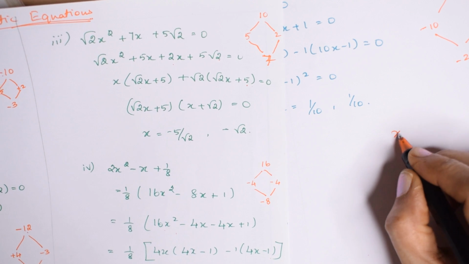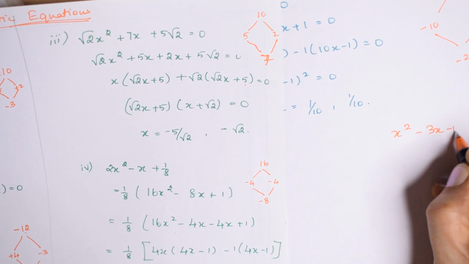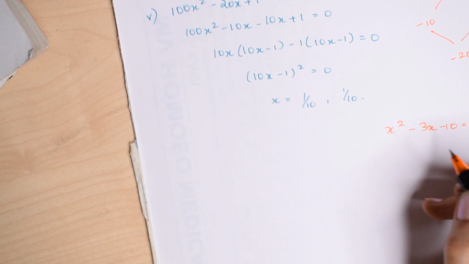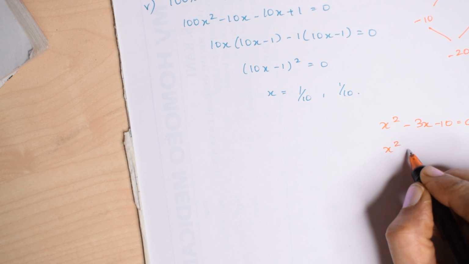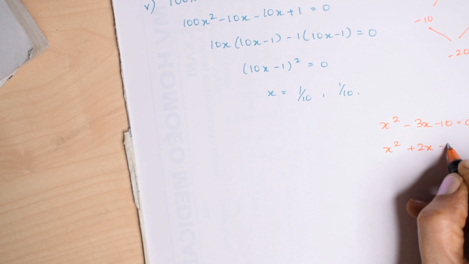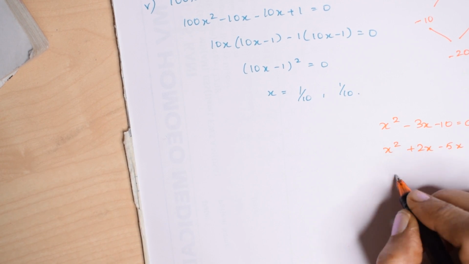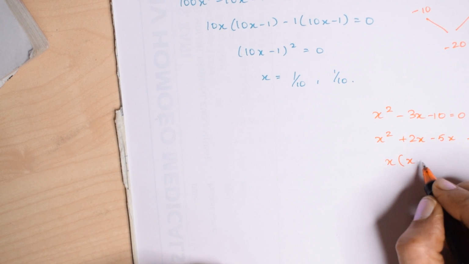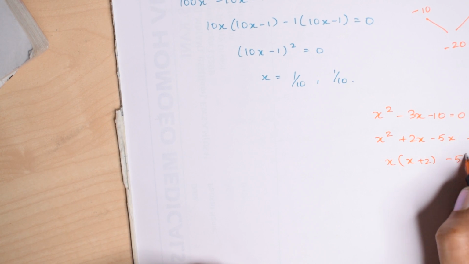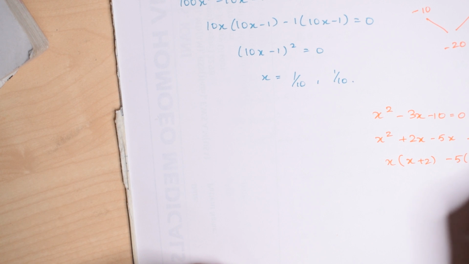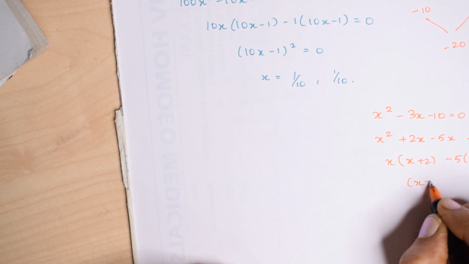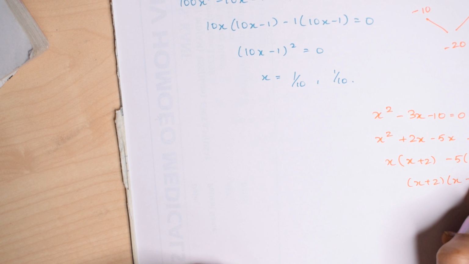I'll do it again. x square minus 3x minus 10 is equal to 0. x square plus 2x minus 5x minus 10 is equal to 0. x is a common term. x plus 2, minus 5, I take it out. x plus 2, x minus 5. x is equal to minus 2 and plus 5.